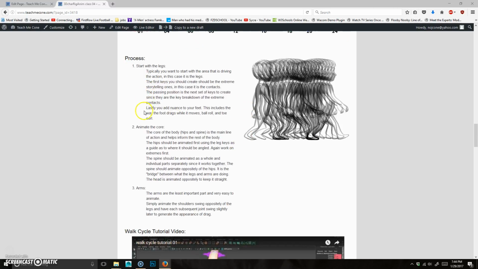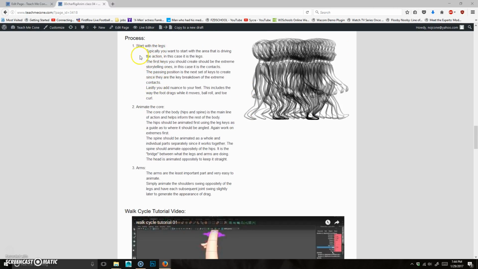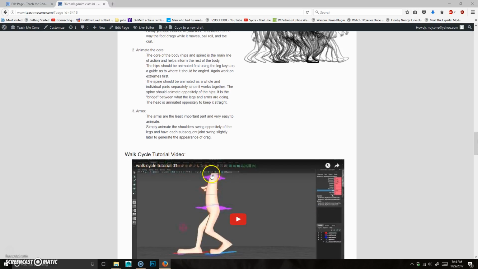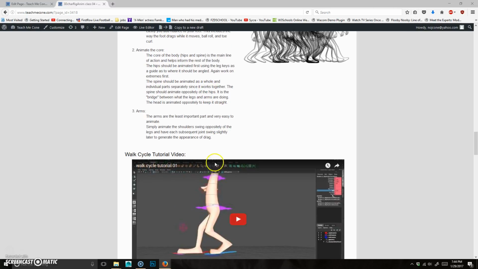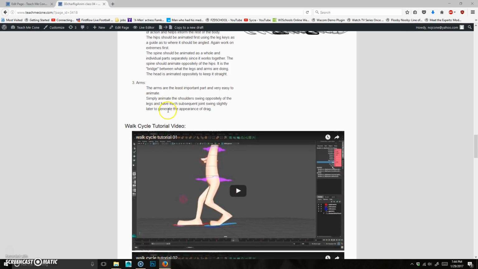So the process you're going to do is you start with the legs. At least that's how I do it. I mean, everyone can do it kind of differently. I usually like to start with the legs, animate them, go through the whole general thing, then animate the core. And usually, honestly, I'll animate the core a little bit while I'm doing the legs because it's sort of necessary, which means the spine and what have you. And then lastly, the arms.